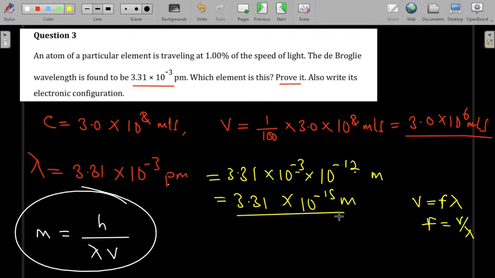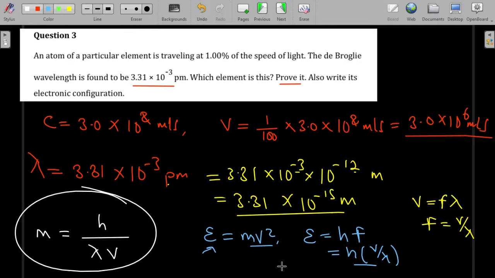Frequency is equal to the speed over lambda. Then I also know that I have two equations for calculating the energy. One is Einstein's formula, which says that energy is equal to mv squared. The other formula for calculating the energy, from the atomic structure part, is that energy is equal to Planck's constant multiplied by F. Where there's F, I'm going to put v over lambda. So energy is equal to this, and again, energy is equal to this. So I can equate this part and this part. If I equate them, I'm going to have m v squared is equal to hv over lambda.